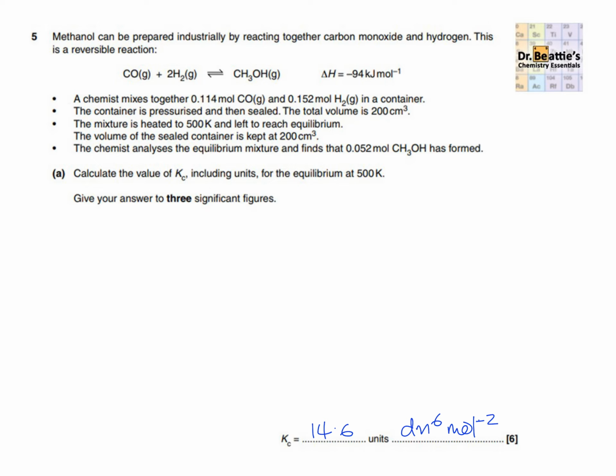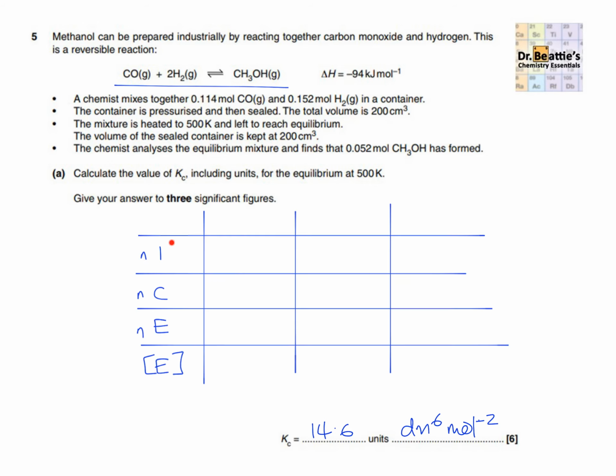Okay, so we're just going to lay out the equation that we are given here into our column. So we've got our number of moles at initial, change and equilibrium, and then we've got our concentration at equilibrium as our 4th row. And then we put the carbon monoxide here, then we've got the 2 hydrogen, and then that is moving to form our methanol.